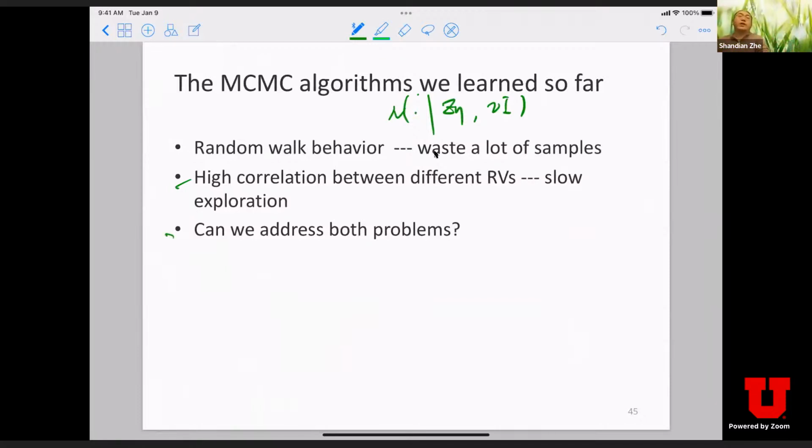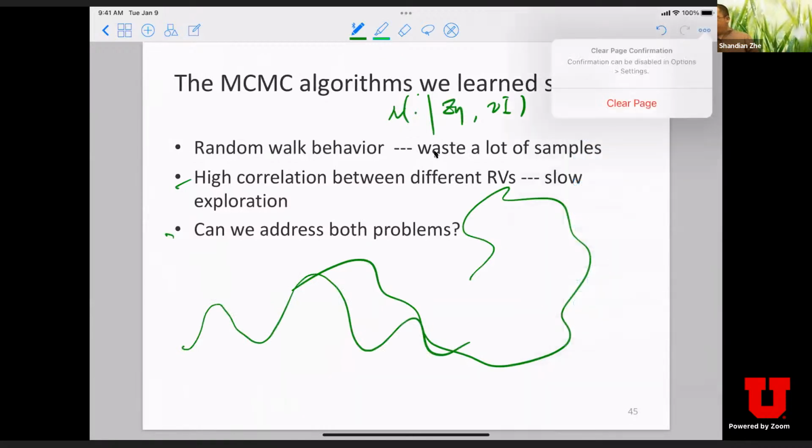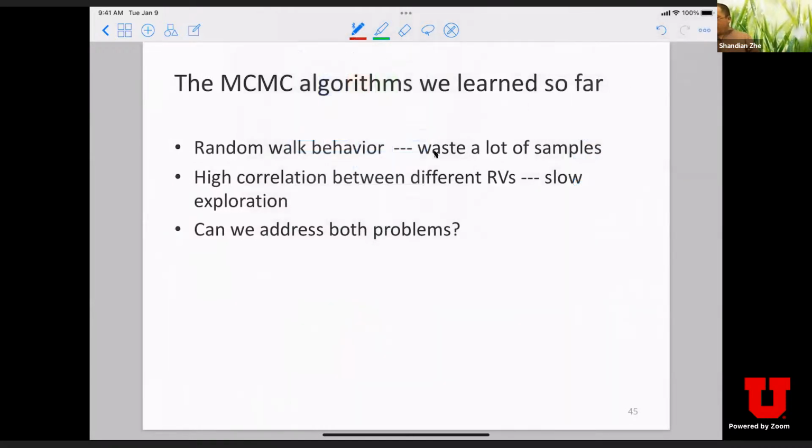So then the question is, can we address both problems? Can we effectively avoid random walk behavior, but still very efficiently explore the sample space? The more efficiently we explore the sample space, the more likely we can quickly recover the posterior density, right? Suppose your posterior density is something like this, right?